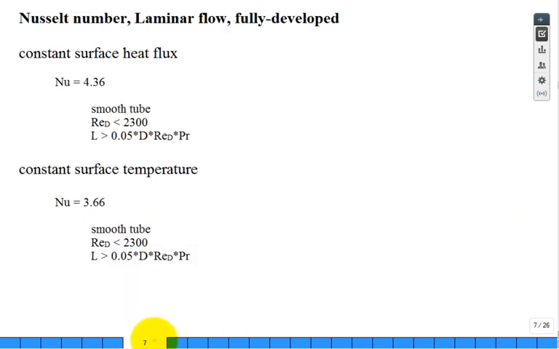So let's summarize. If you have laminar flow in a round tube, if you have constant wall heat flux, 4.36 for the Nusselt number, and if it's a constant wall surface temperature, 3.66. Now, smooth tube only, less than the critical Reynolds number of 2300, and beyond the entrance region. And this was our equation for the thermally fully developed region. All right.